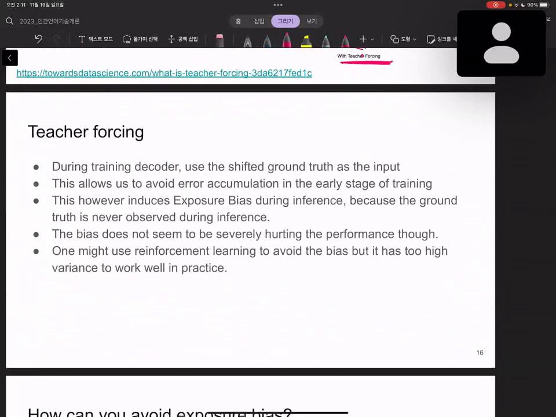So during decoder training, we use the shifted ground truth as the input. This allows us to avoid error accumulation in the early stage of training. This, however, induces exposure bias during inference, because the ground truth is never observed during inference.